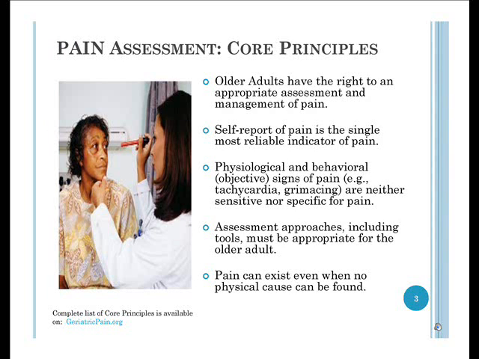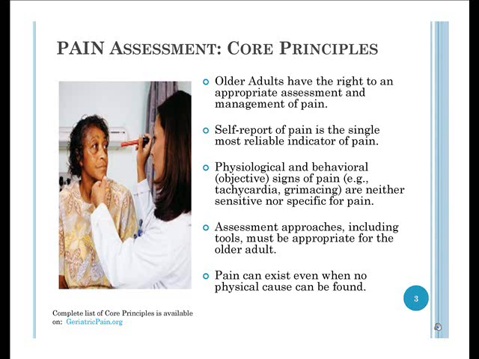Some core principles that should be considered in thinking about pain assessment in older people. One is that older adults have the right to an appropriate assessment and management of pain. This is a key principle that needs to be accepted and committed to by the organization. Another core principle is that self-report of pain is the single most reliable indicator of pain.